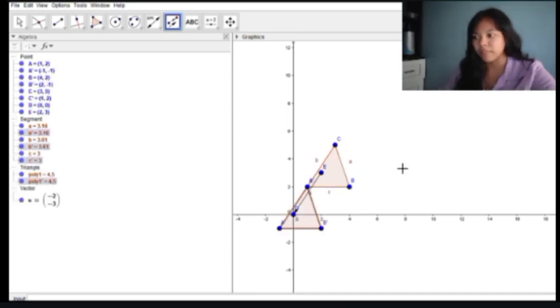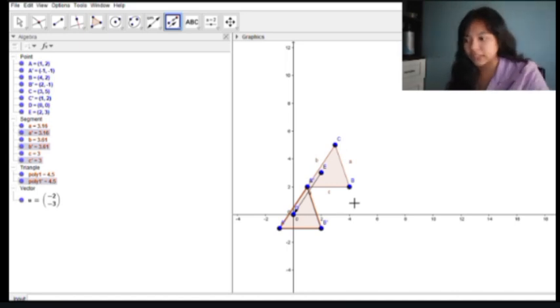See? Now the new coordinates of the translated triangle would be this A prime, B prime, and C prime, which is already highlighted in your algebra view. So you can also see the vector u, which is (-2, -3).